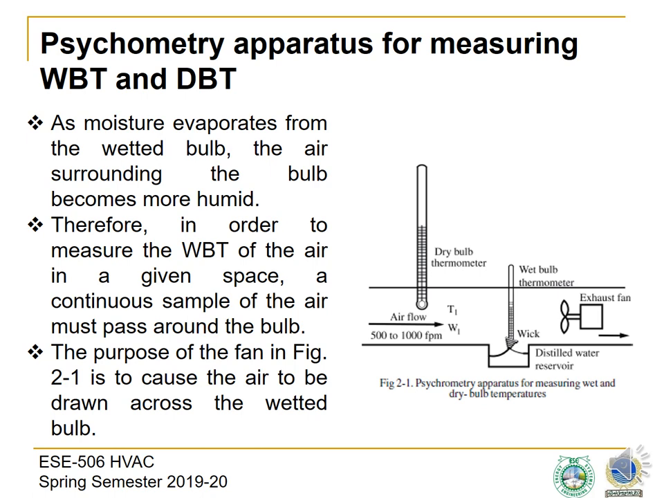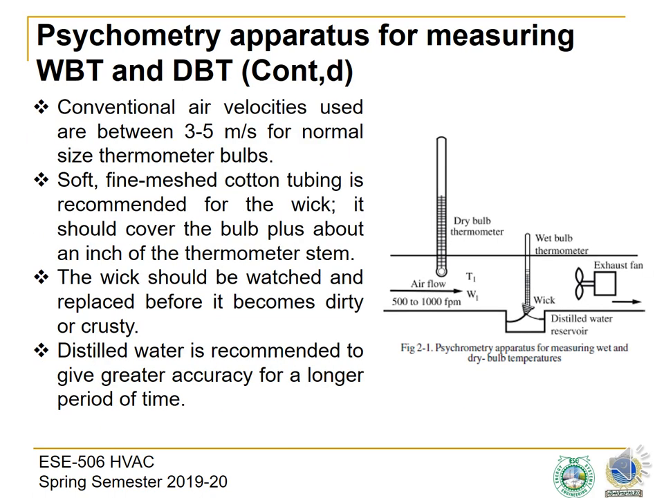So it means that for the wet bulb temperature, we will have to wet the bulb by mounting a wick on the bulb in such a way that it should remain saturated, and an airflow rate of 5 meters per second should be applied on it in order to make the saturation condition to record the wet bulb temperature. Conventional air velocities used are between 3 to 5 meters per second for normal size thermometer bulbs.